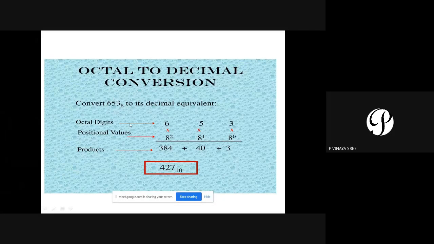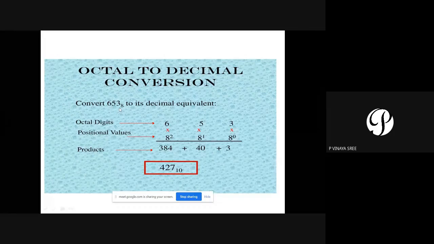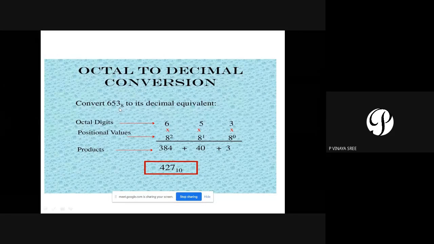It is a simple example given as 256, but it may be 256.1236. You have to convert that. Okay, so this is your result. Definitely it has to start from the LSB part: 8 power 0, 8 power 1, 8 power 2. Finally you will get the result.